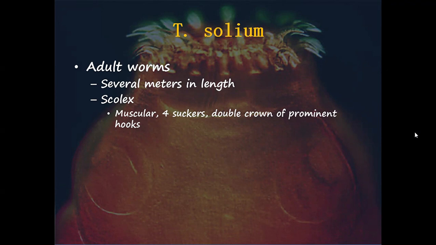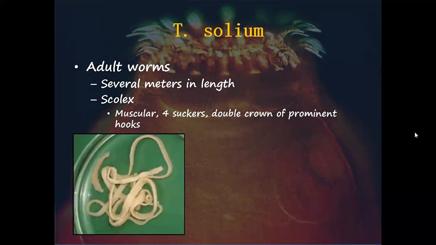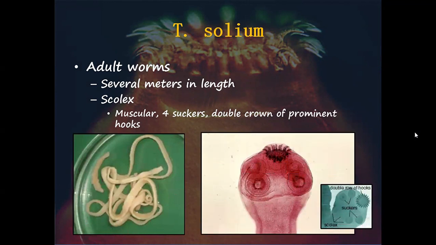So the scolex is characteristic. It has four suckers, round-shaped suckers that are muscular with a double crown of prominent hooks in the rostellum. Okay, please take note that is important because it will help us differentiate the other tapeworms later on. Okay, so that is the adult tapeworm and that is the scolex. You have four muscular suckers and two rows of horns. Yeah, sometimes called horns, sometimes called hooks. Okay.